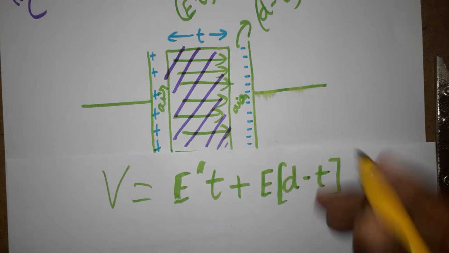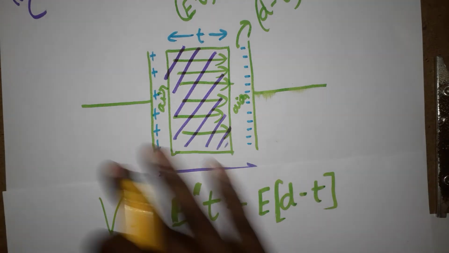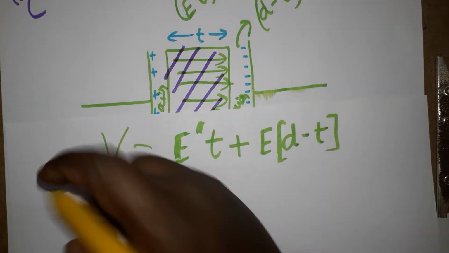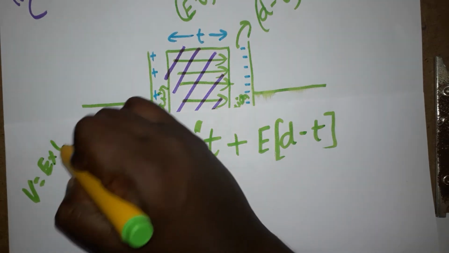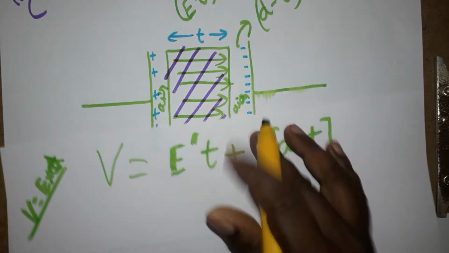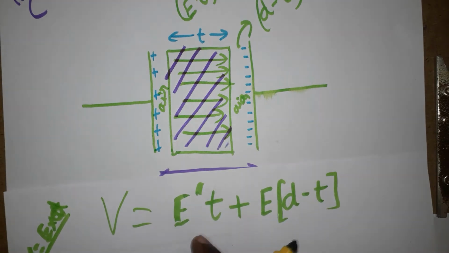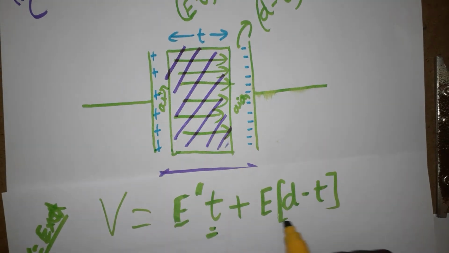This is what we can get as the total potential between the two parallel plates. Potential is equal to electric field times distance. The distance for the dielectric material is the thickness t, and the distance for the air column is d minus t.